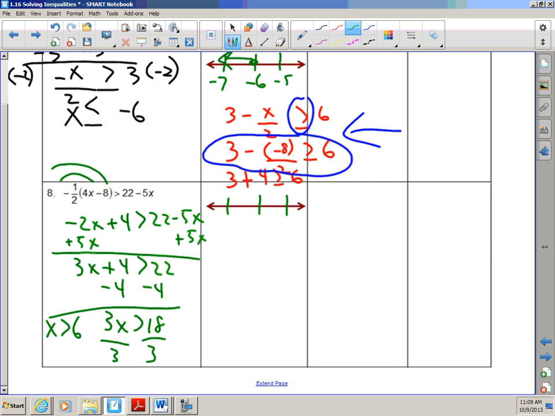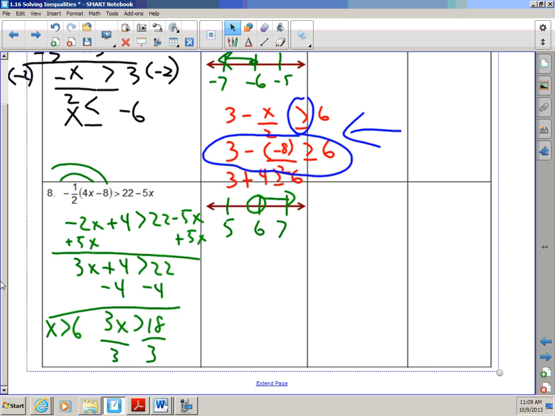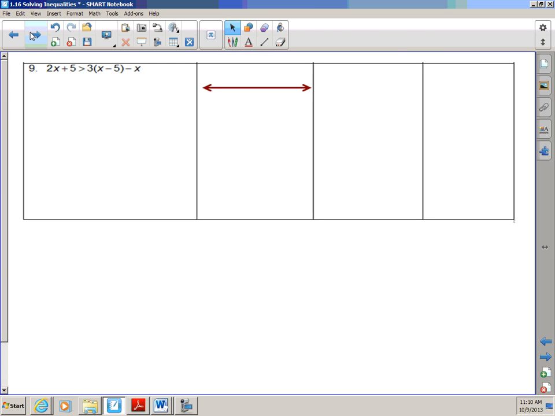Go to my trusty number line. 5, 6, 7. Going to the right. Okay? So far, all of this should be just a refresher on solving equations and just graphing your solutions, just being careful about switching your inequality symbol. Now let's go to the last one.